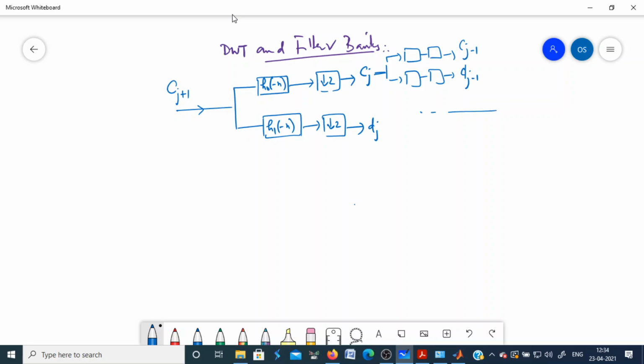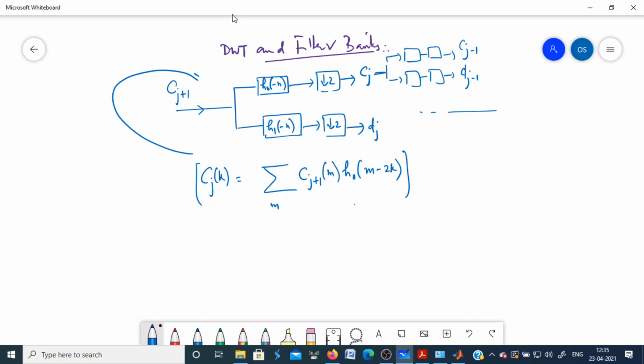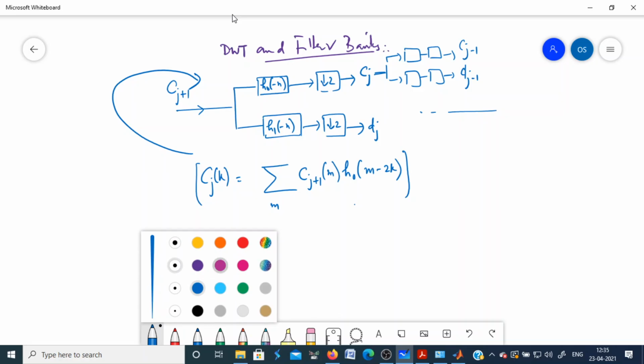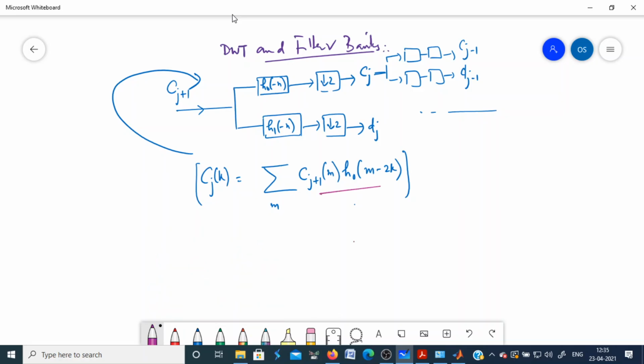For this implementation we had a basic equation, which was Cj of k equal to summation over m of Cj plus 1 of m into h of m minus 2k. This equation was implemented using this structure. Let me repeat how it comes about. We said this equation is equivalent to a convolution along with a downsampling.